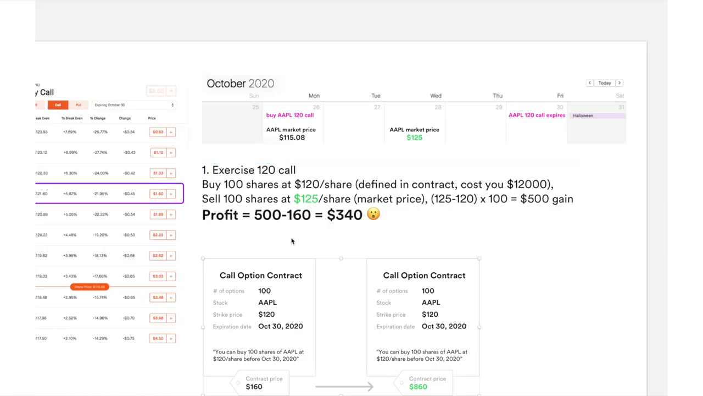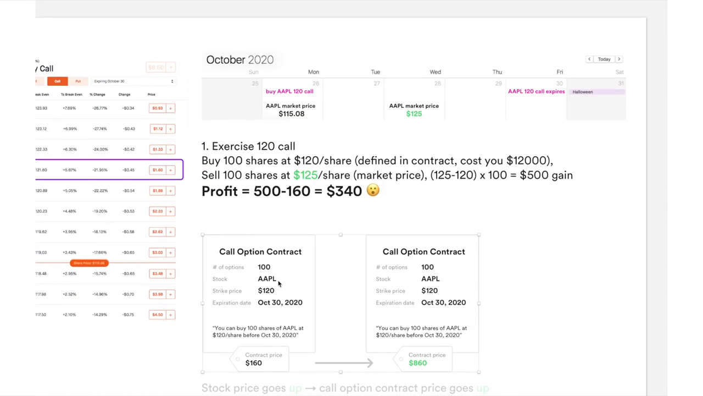So your net profit will be the $500 that you gain from that minus the $160 you paid for the option contract in the first place. So your net profit will be $340, okay?